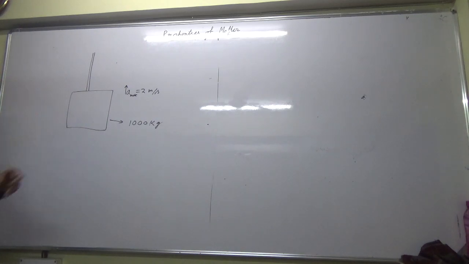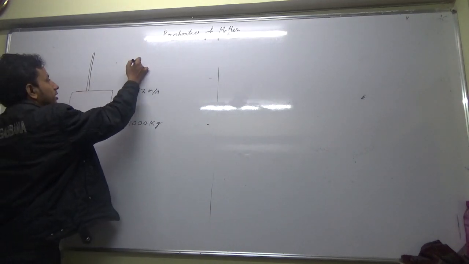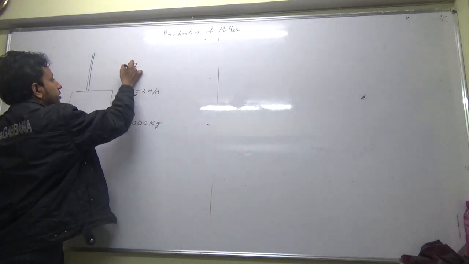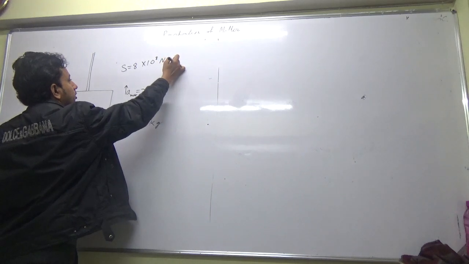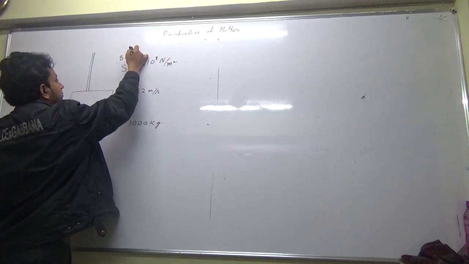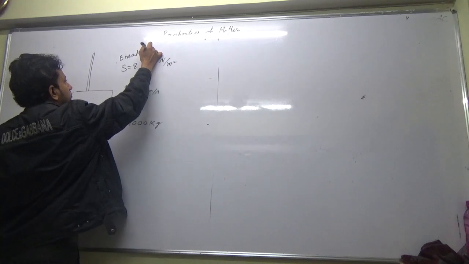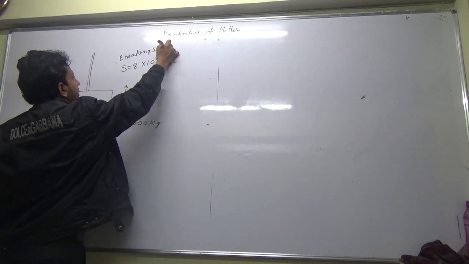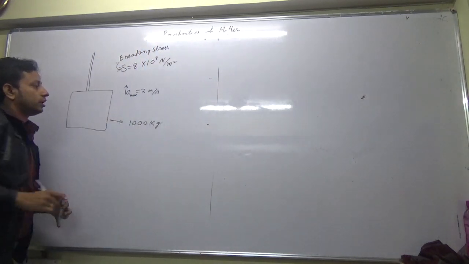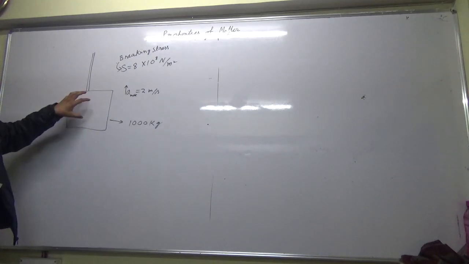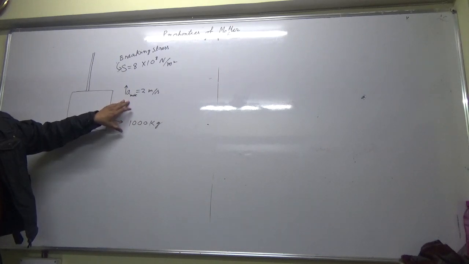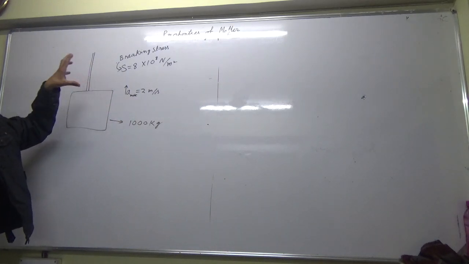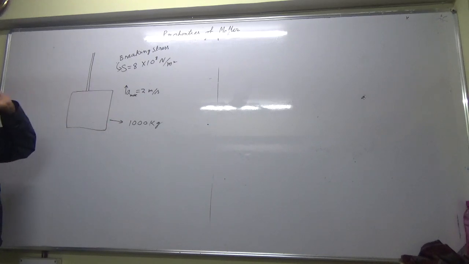ठीक है? अब एक चीज में दिया हुआ है, breaking stress will be given. The breaking stress is, suppose S, we write 8 into 10 to the power 8 Newton per meter square. So breaking stress is given, and its mass is given, and maximum acceleration which it will have is given. And one more thing, in practical cases, one more thing is considered, that is the safety factor.